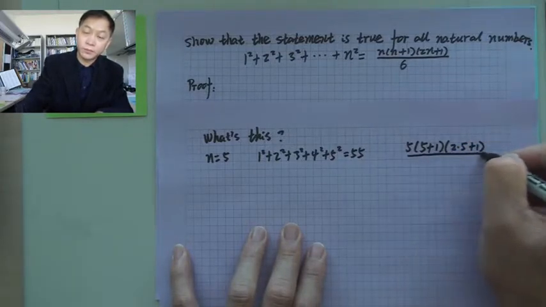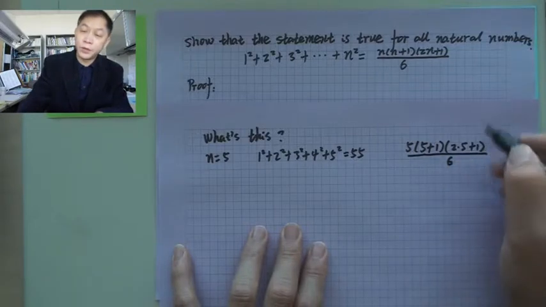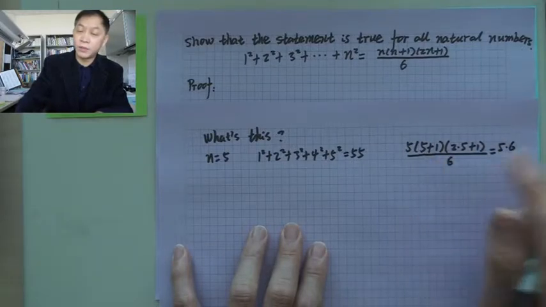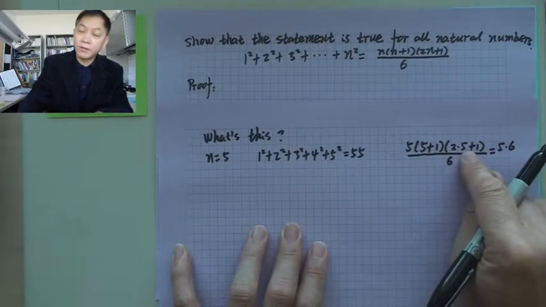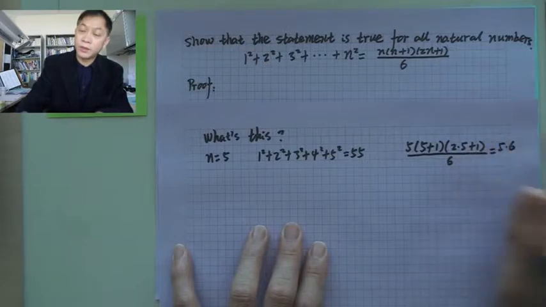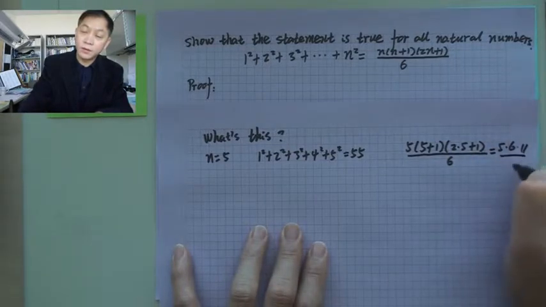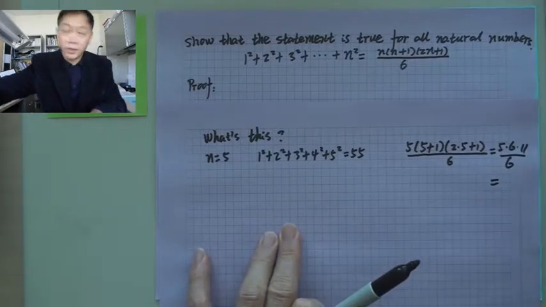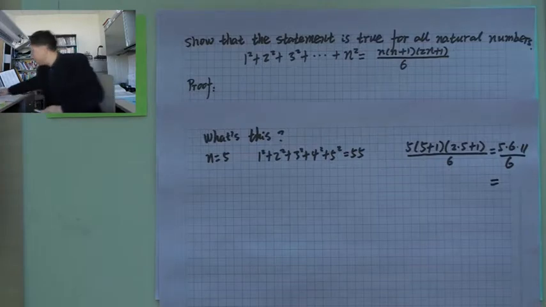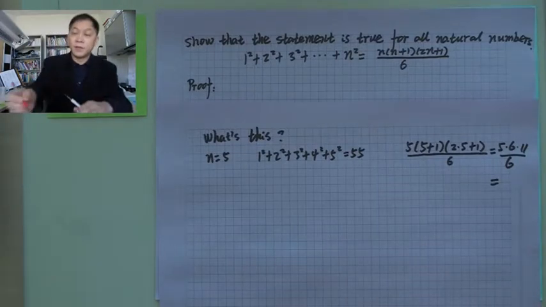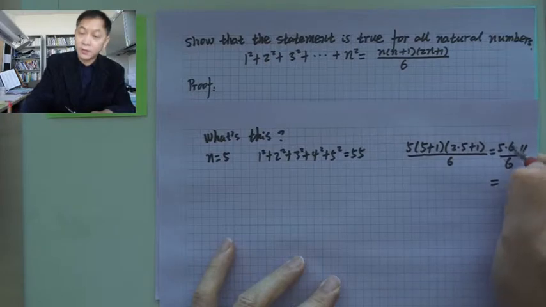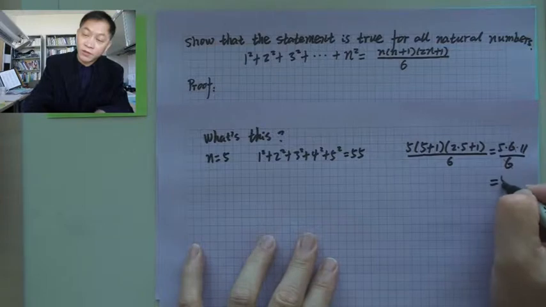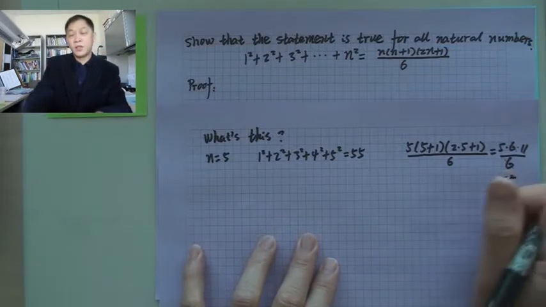Divided by 6. And that's basically 5 times 6. 5 plus 1 is 6. 2 times 5 is 10. Plus 1 is 11. Divided by 6. So you get 6 cancel each other. Then you have 5 times 11, which is 55. You see? It says that.